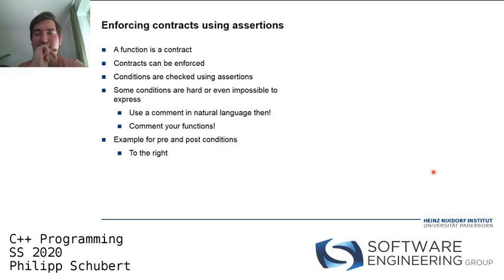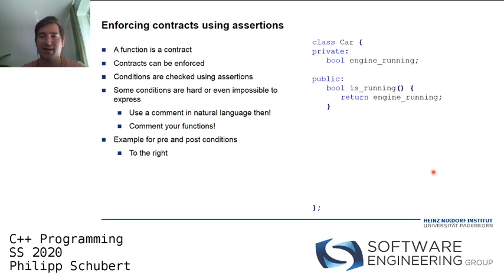And an example for the contracts and how to check them is now on the right hand side. So I don't know, maybe you need to model a car. That's a silly example, but it shows the point, and you can hopefully transfer this example to different use cases. But let's say you need to model a car in code, and maybe you create a data type for that using the keyword class here. So you have a class car, and a car has a private bool, engine running, and this bool basically tells you whether the engine of the car is running or not. And then you have a public interface, and you can ask if the engine is running, and the is running function just returns the bool engine running, and so it gives you the answer, does this engine run or not.